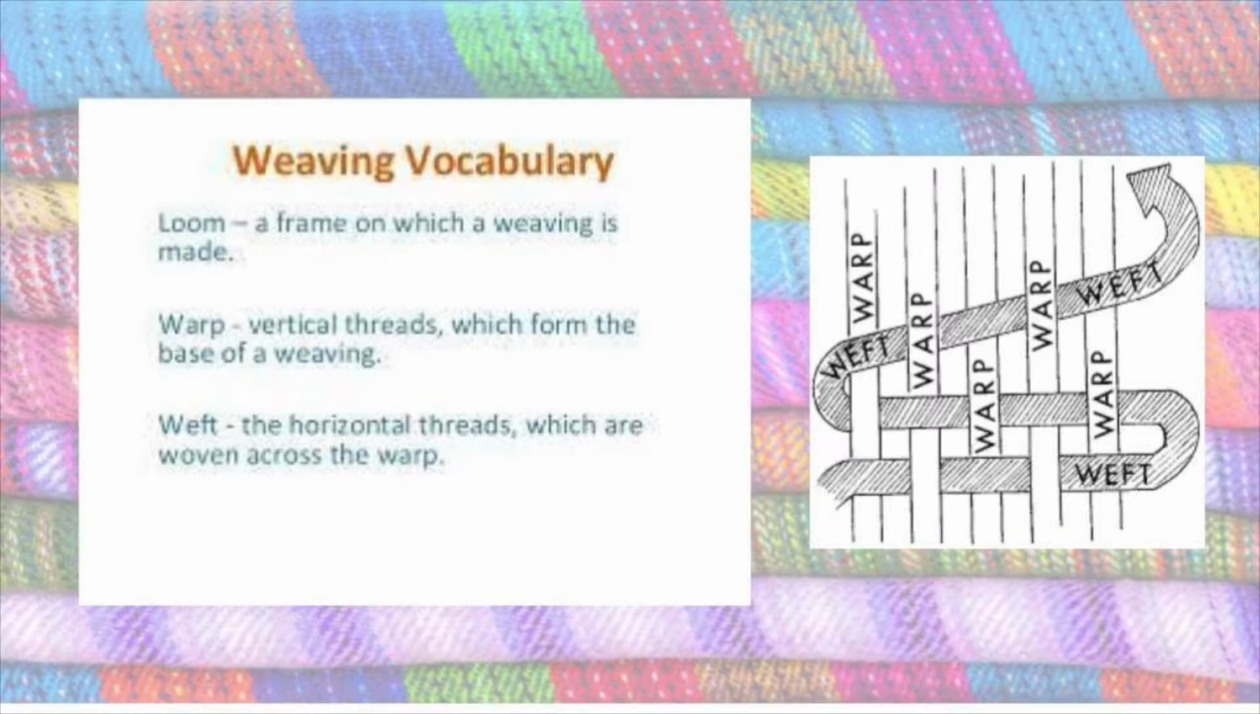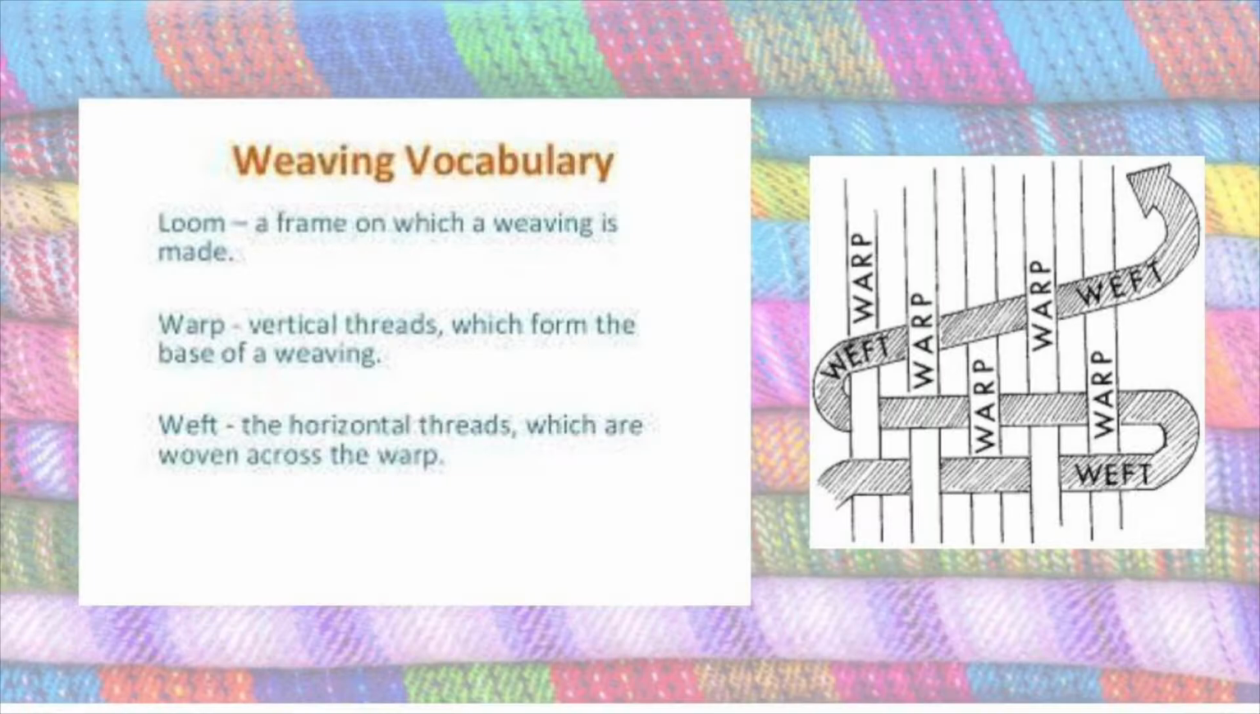Before we get started, let's talk about weaving vocabulary so that we can make sure we all understand what we need to do. First of all, we're going to weave on a loom. A loom is a frame on which a weaving is made. In this case, we're going to use our llama for a loom.